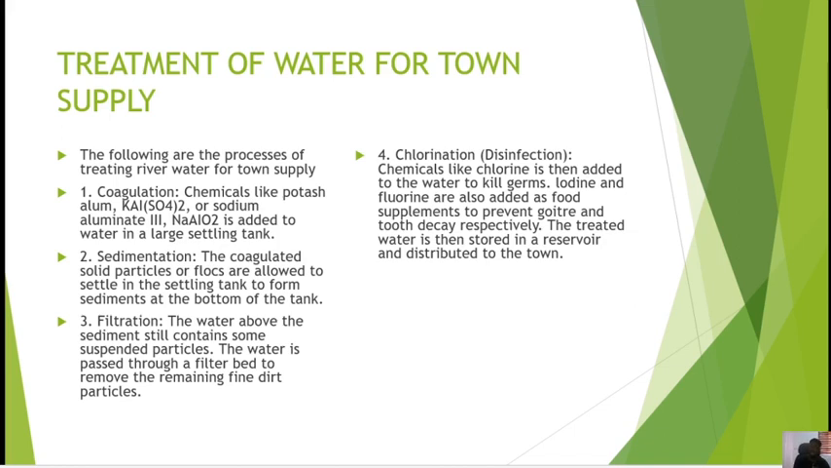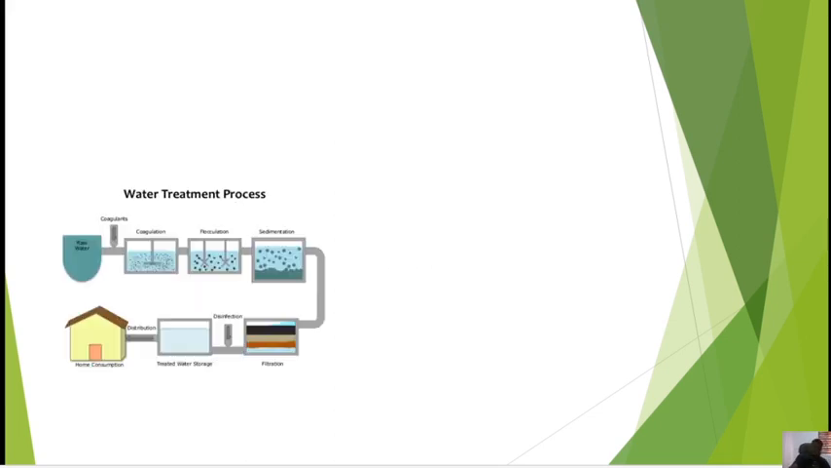And then we begin to introduce our chemicals. The first one we do is chlorination. The reason you introduce a chemical like chlorine is so that it will kill germs. Iodine and fluorine are basically added as food supplements to prevent goiter and tooth decay. That is to say, iodine prevents goiter while fluorine prevents tooth decay, respectively. The treated water is then stored in reservoirs and eventually it is distributed to the town. So that is that about your treatment of water for town supply.